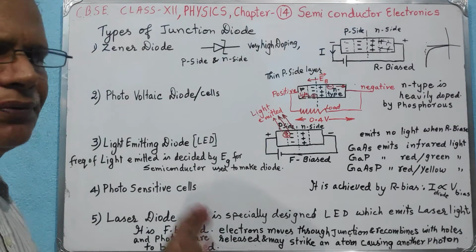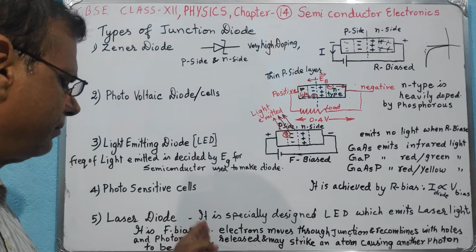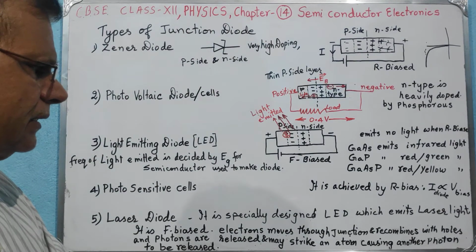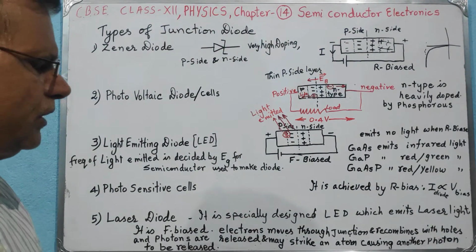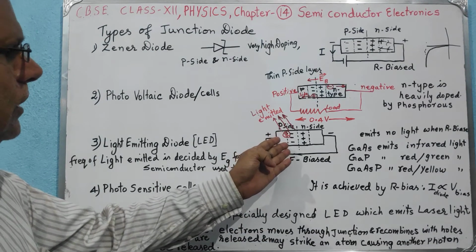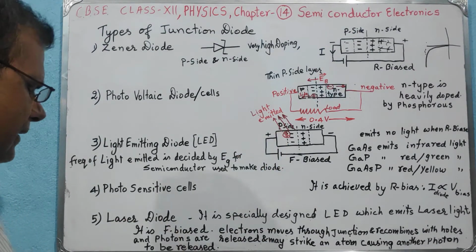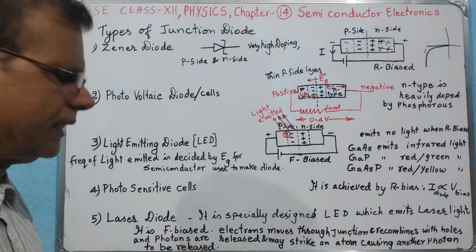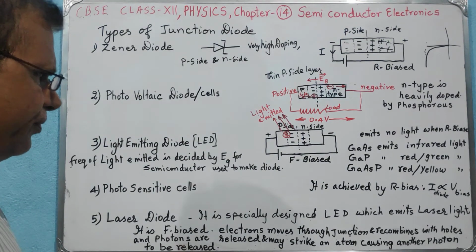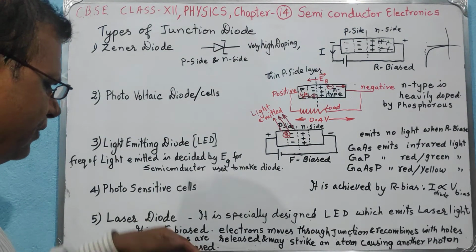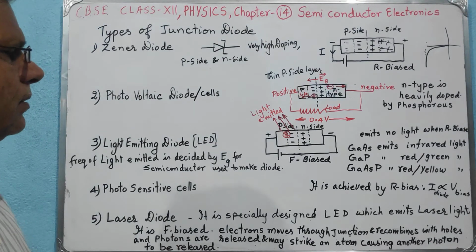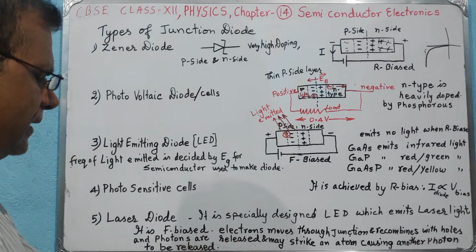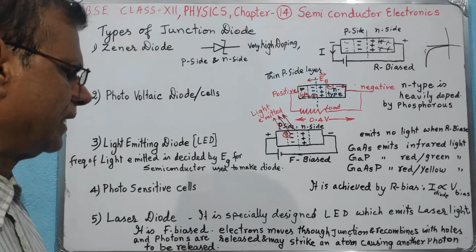When this happens, in a forward biased PN junction diode, electrons move through the junction and there they recombine with holes on reaching the P side. And as they recombine, they go to a lower energy state, and therefore a large amount of photons are released. This is possible by keeping the doping level high. Once this happens, a large amount of photons are released.